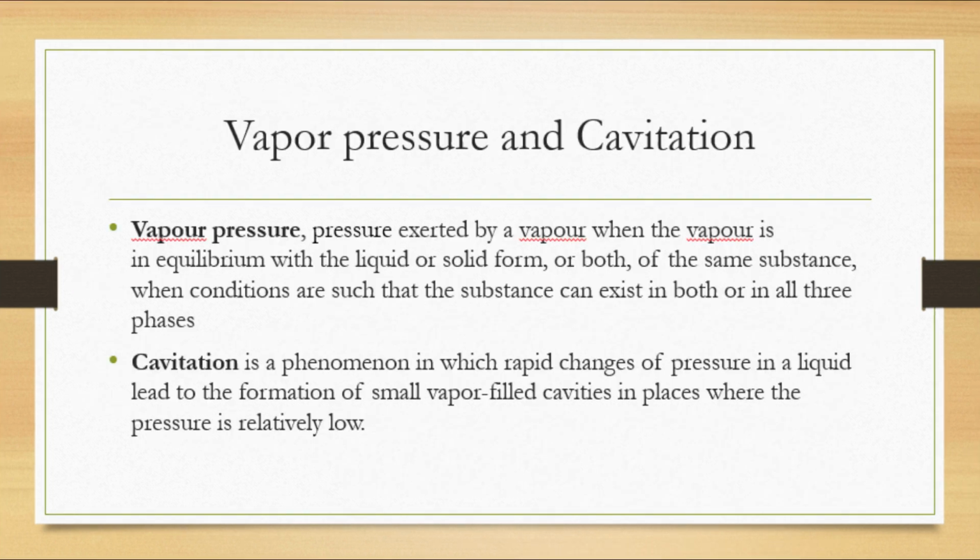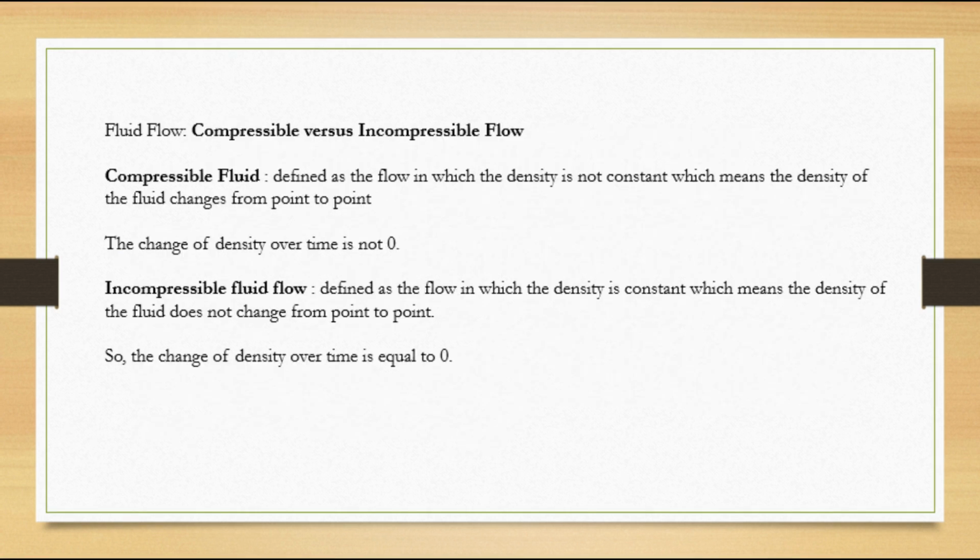Okay, next, vapor pressure and cavitation. The saturation vapor pressure is the pressure at which fluid passes from the gaseous state to the liquid state at a given temperature. Cavitation is the formation of vapor bubbles due to a pressure drop. In forming a bubble, the volume of fluid present in the low pressure zone increases.